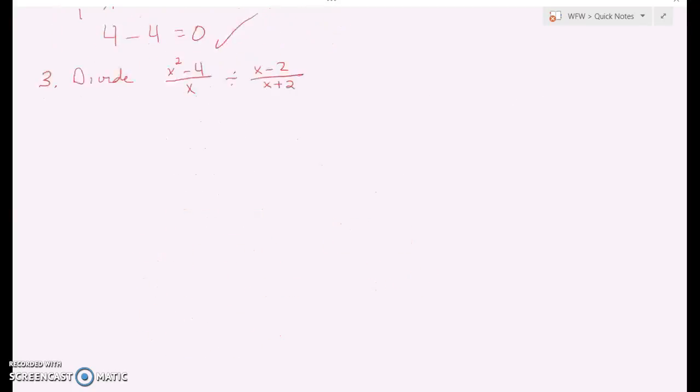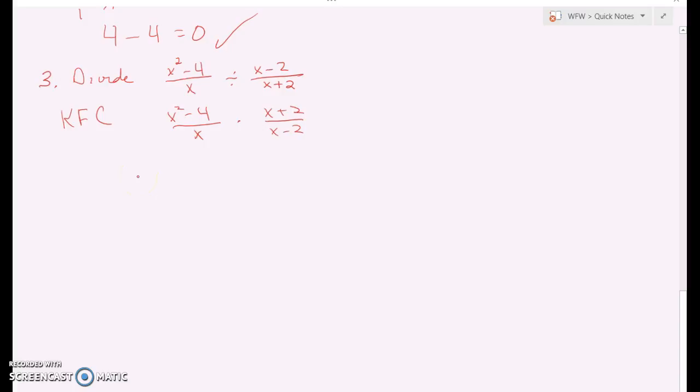Let's review chapter 15. In problem number 3 on page 2, you are going to divide x squared minus 4 over x divided by x minus 2 over x plus 2. Division of fractions requires the KFC rule, which means you keep the first term, you flip the second, and then you change division to multiplication. These two expressions mean the same thing. So when you're dividing fractions, you want to change it to multiplication.